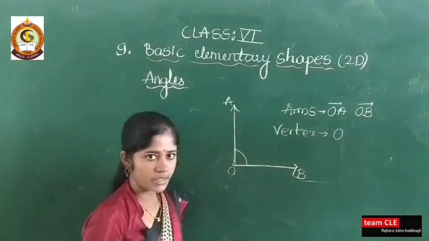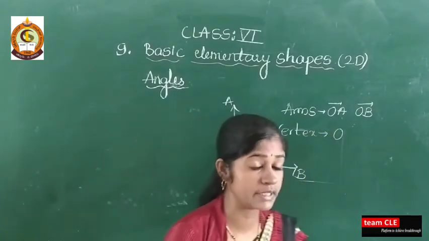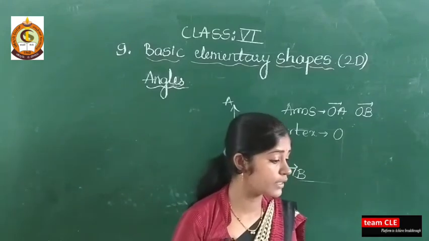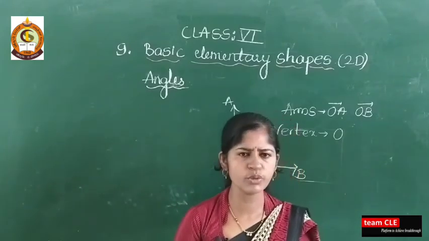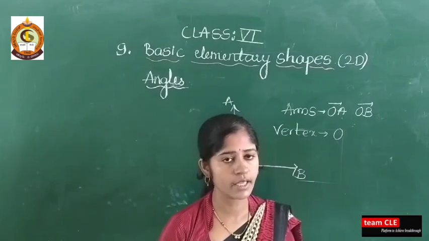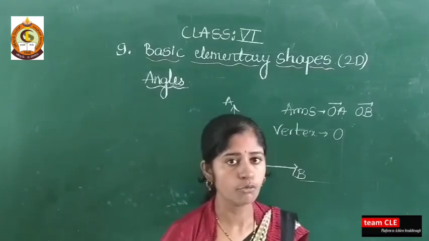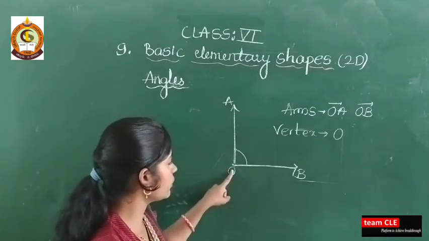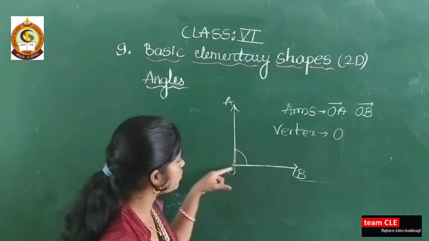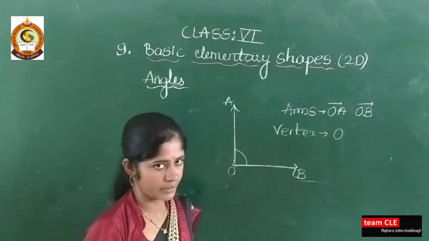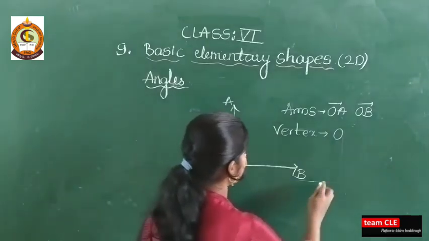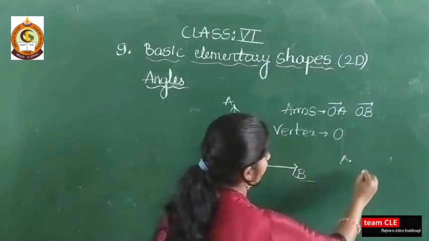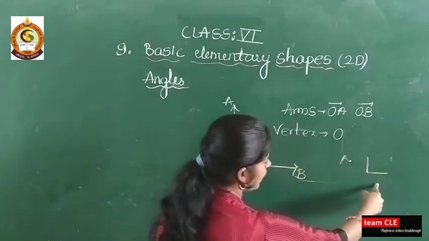Yes, in day-to-day life you can see a Caesar, a pizza, a home, so many things where angles are formed. When 2 rays meet at a point, the meeting point we are calling vertex, and these 2 rays we are calling arms. And one more thing, this is the symbol of angle.